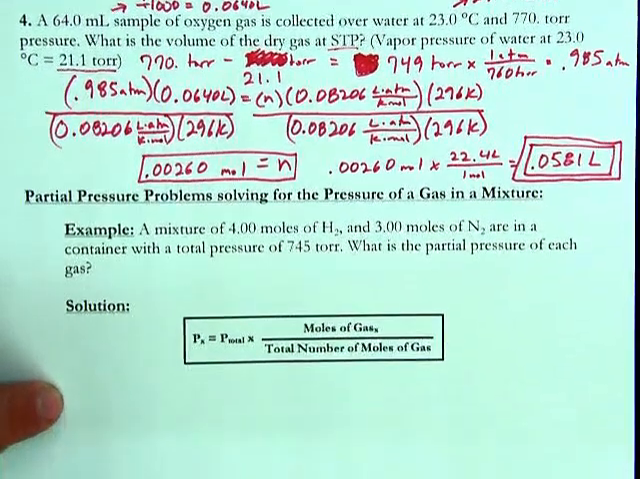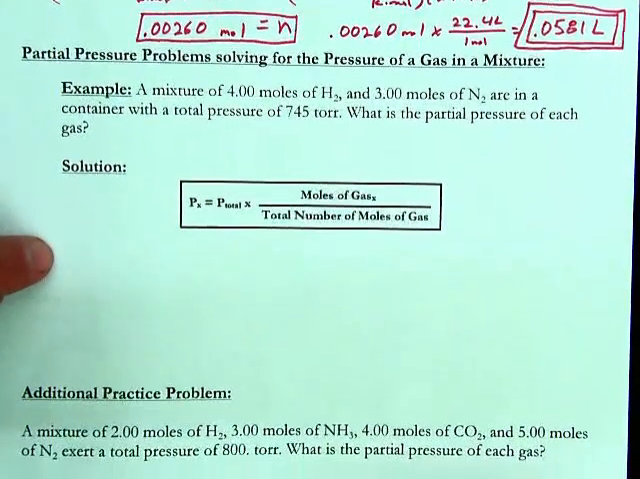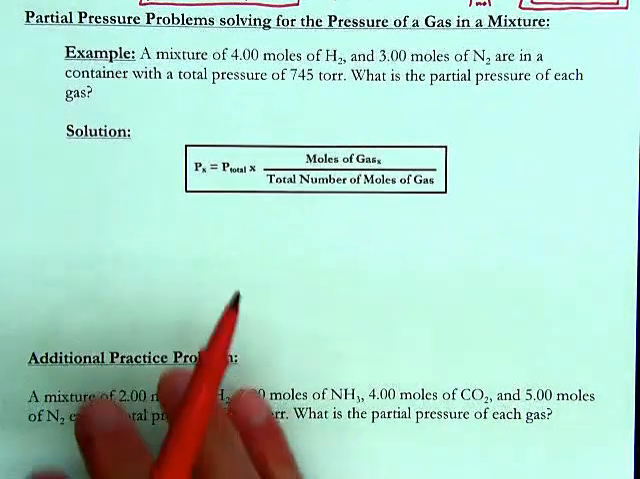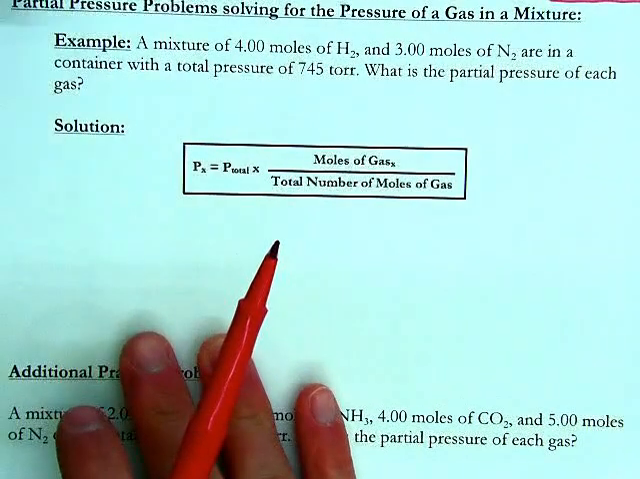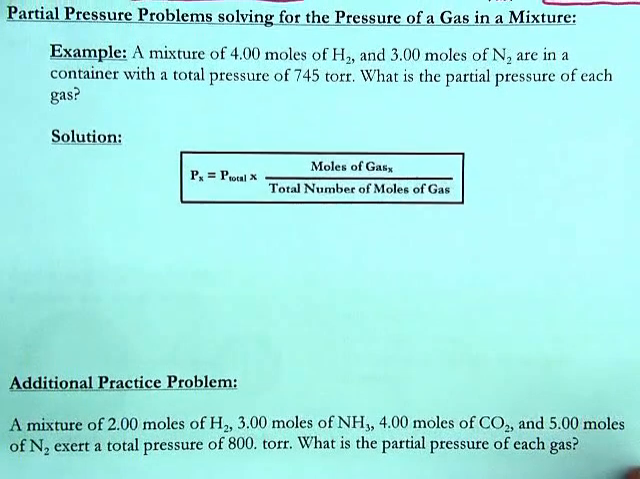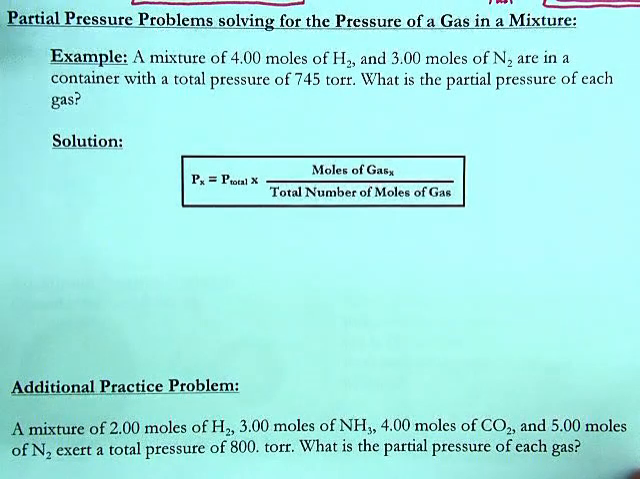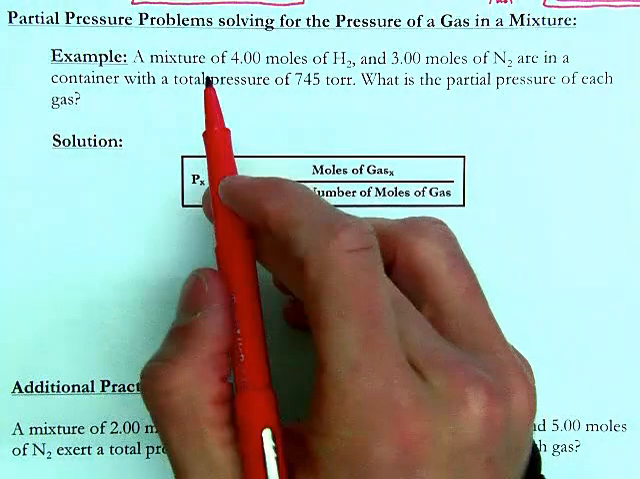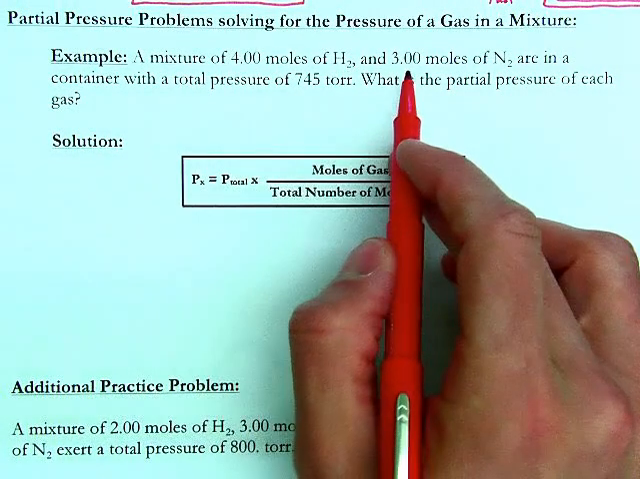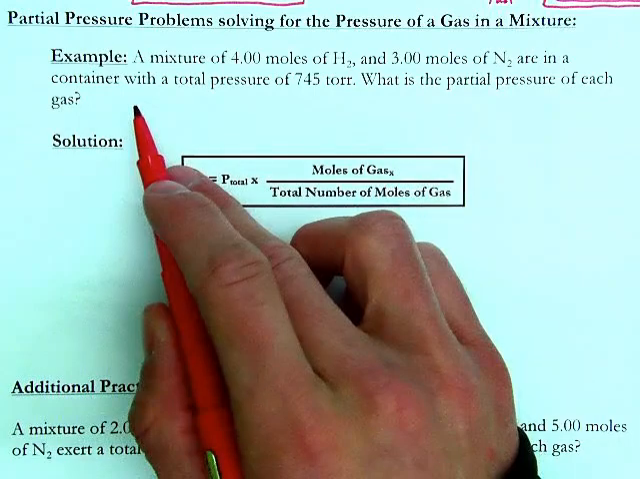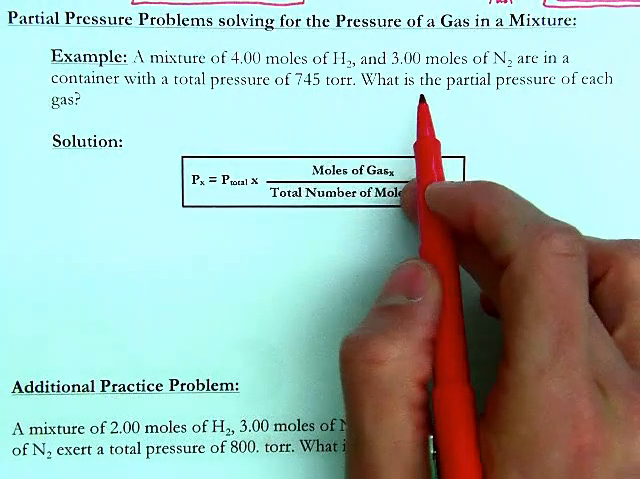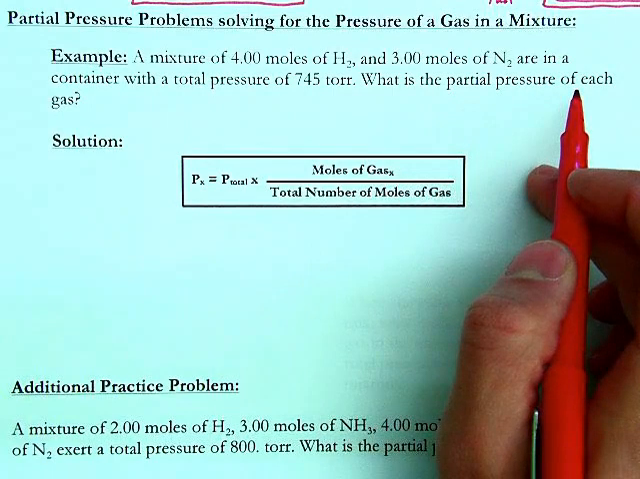Now, there are other varieties of partial pressure problems. You also have ones where you're given mixtures of moles of gas and you are solving for the partial pressure of an individual gas. So this one says, a mixture of 4 moles of hydrogen and 3 moles of nitrogen are in a container with the total pressure of 745 torr. What's the partial pressure of each gas?